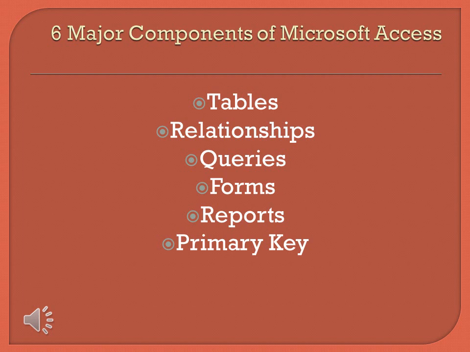Microsoft Access has some major components that you work with regularly. We're going to talk about 6 of them. There are a few more, but that's in an advanced class, so we're not going to be talking about that today. The 6 that we're going to be talking about today include your tables, the relationships, the queries, the forms, the reports, and the primary key.